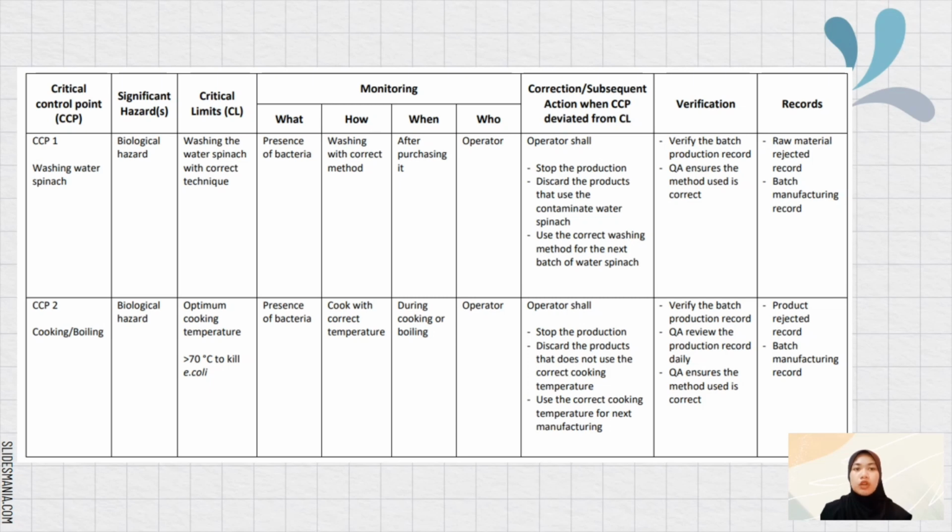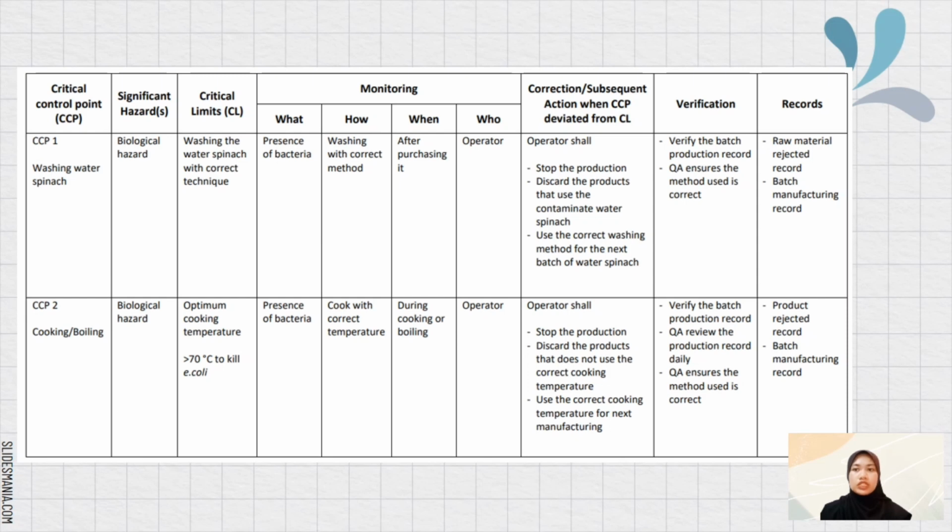CCP2 is the cooking or boiling process, where the significant hazard is biological hazard and the critical limit is the optimum cooking temperature, where we need the temperature above 70 degrees Celsius to kill the E. coli. Meanwhile, for corrective action, the operator shall stop the production, discard the product that does not use the correct cooking temperature, and use the correct cooking temperature for the next manufacturing.